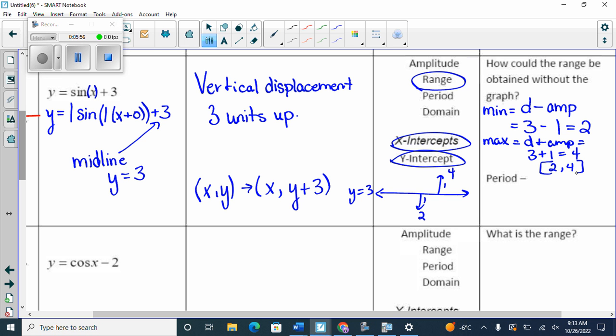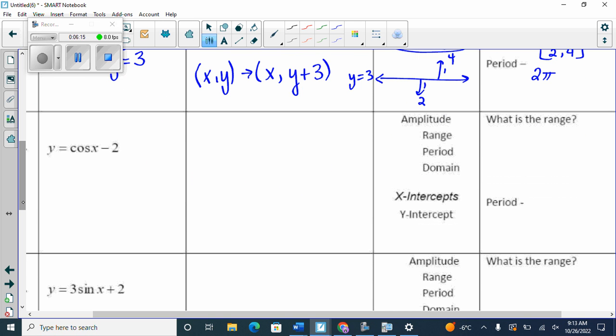I'm done there. What's the period of this graph? I say in radians, 2 pi. Why? There's no horizontal stretch. So we're either going to multiply by 1, or we're going to divide by b, which is 1. So still 2 pi. Make sense? Okay, we'll do one more together, and then I'm going to set you free.